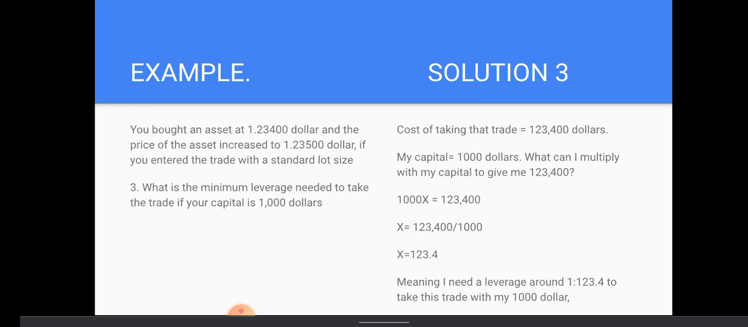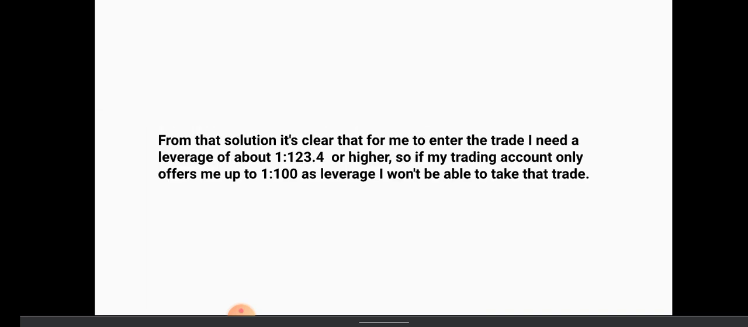Now I don't think you see this kind of quote on any account type or any broker, but you will find a leverage that is around this size, that is larger and that is even lesser. So now from this solution, it is clear that for me to enter that trade, I need a leverage of about 1:123.4 or higher.